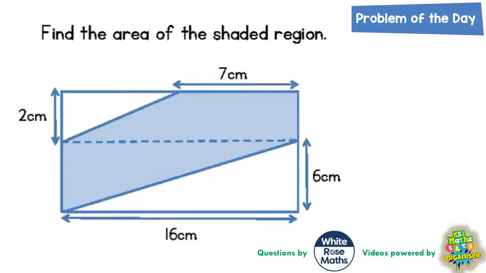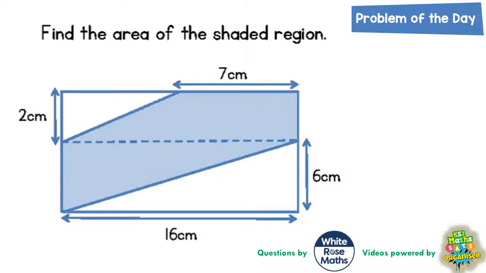Now, the easiest way to do this, because we might struggle to find the area of this shape, we might be able to do the area of this shape here, which is a triangle, but this shape is a trapezium, and we may not have learned yet how to find the area of a trapezium. So what we're going to do is tackle it a different way.